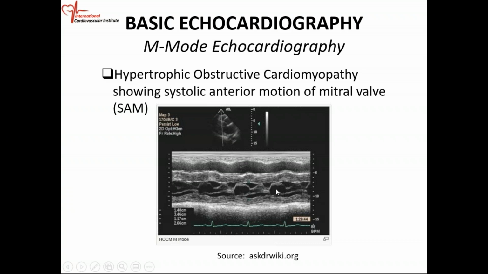They're going to give you this in the exam, and you have to be able to identify it. You need to know that the septum is thickened, the posterior wall is thickened, the mitral valve opens in diastole, but in systole, it's moving up towards the septum. It's touching the septum. This is SAM, systolic anterior motion of the mitral valve.